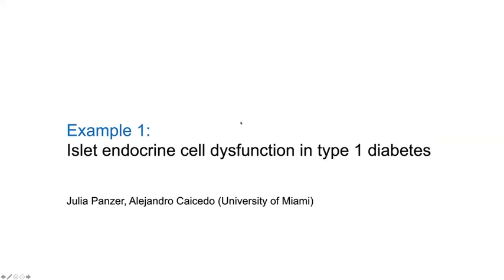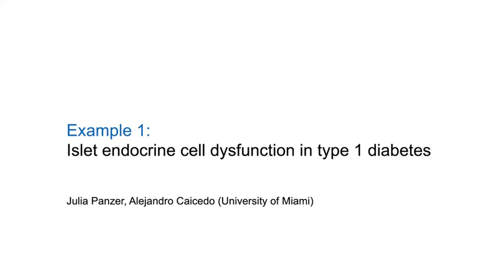Okay. Hi, everybody. So my task is to illustrate with some examples the power of this technique. And the first example that I'm going to use is how we are now using these slices from type 1 diabetic donors to study certain endocrine cell dysfunction in type 1 diabetes. So the work that I'm going to present was performed by Julia Panzer, who graduated with Stephan Speier in Dresden and is now a postdoc in my lab.